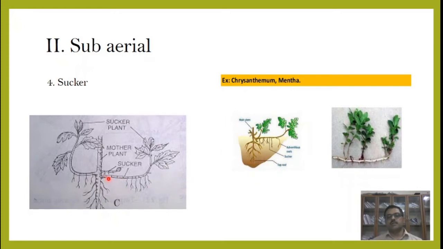These suckers, as they grow or elongate on the surface of soil, they keep on giving off adventitious roots. There will be the major taproot of the mother plant, and the suckers keep on giving off adventitious roots that help them to attach to the soil.